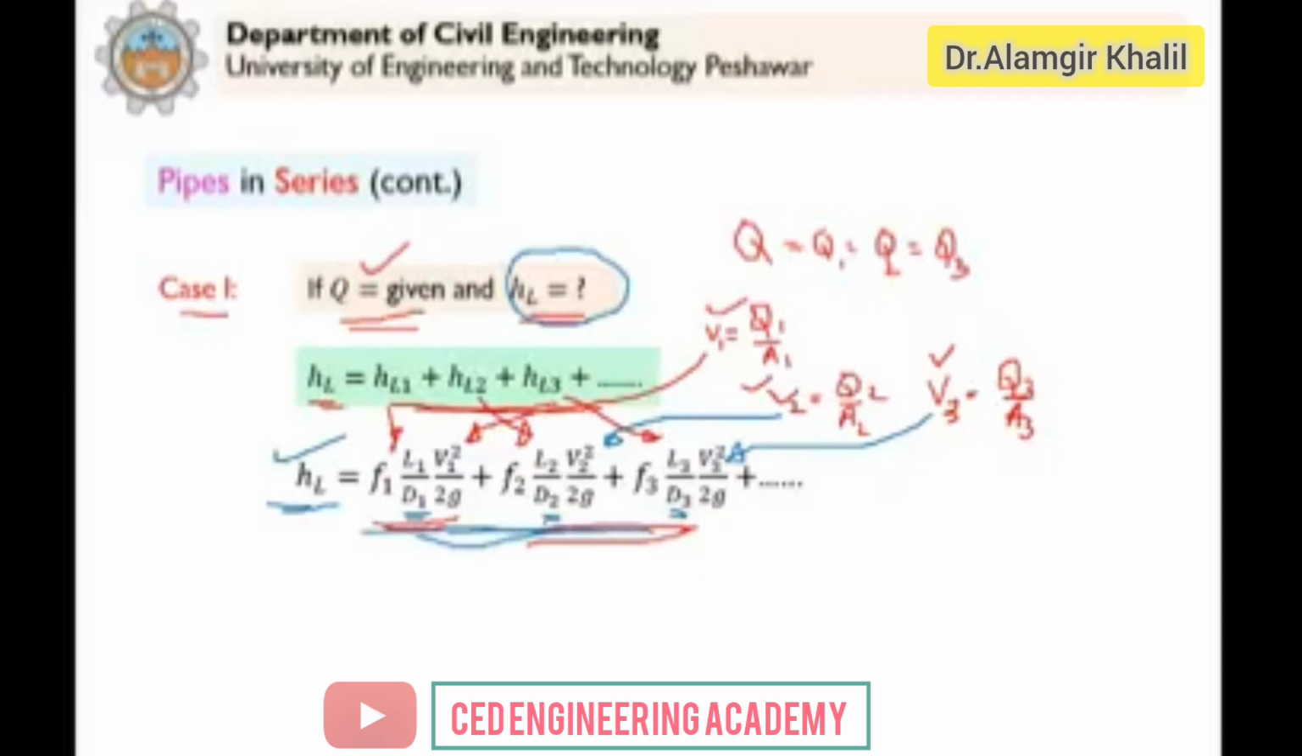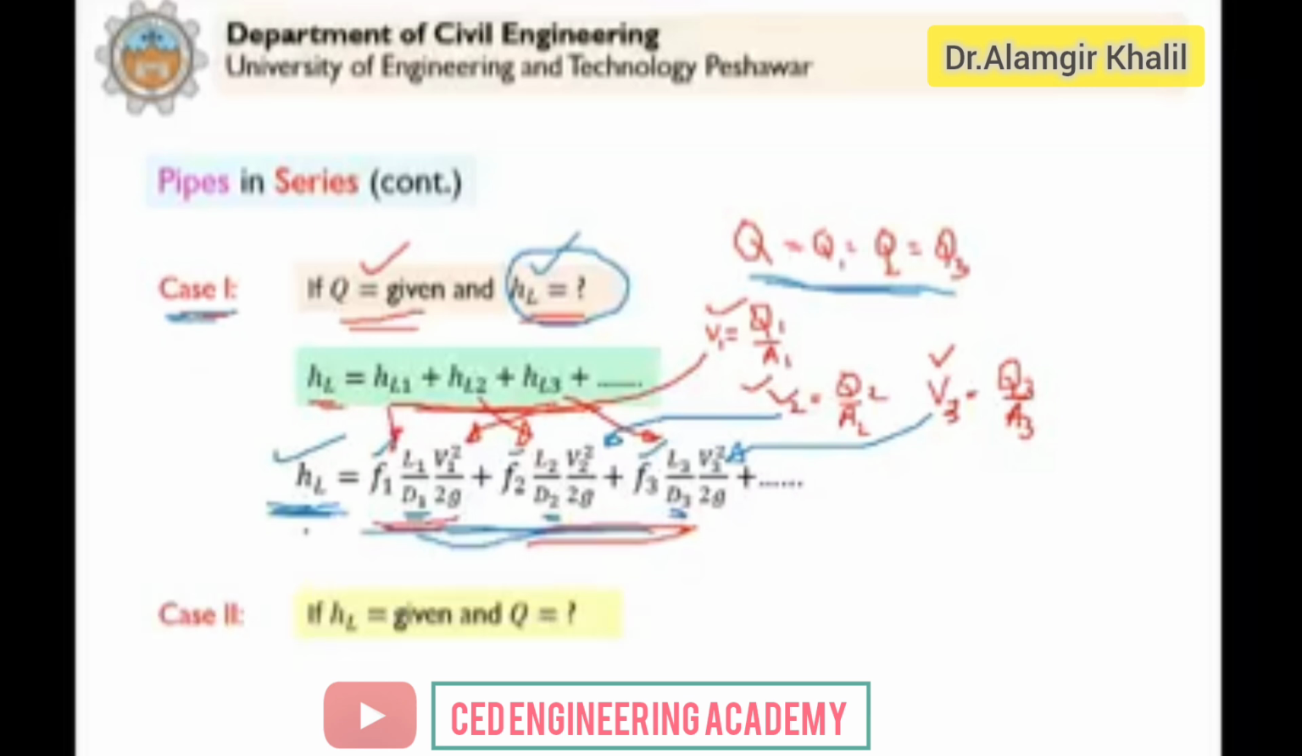Then the solution will terminate, and those f values you can put here, clear, and you can easily calculate this HL. So this is the procedure for how we solve case 1 problems, when discharge is given and head loss is unknown. In that case, you will use the Darcy-Weisbach equation here, and because the same discharge occurs through all the pipes, you can easily calculate the corresponding velocities that you can put here, and if f values are known, you can just use this equation, put all the values, and you can calculate the total head loss.